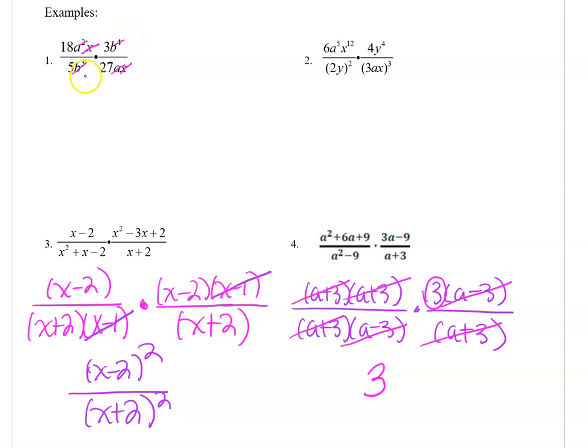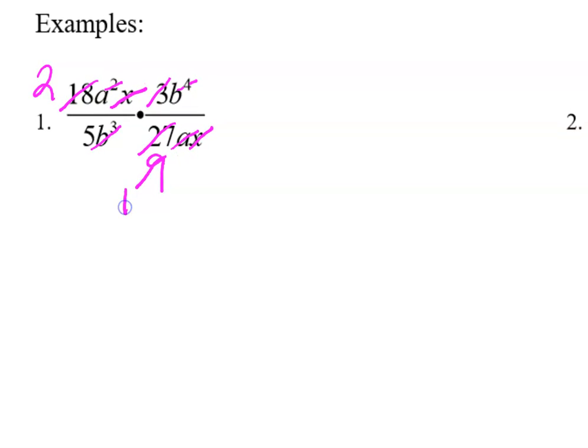I can cancel the 3 with the 27 to get a 9. I'm just doing some reducing here. And then I can cancel the 9 to 1 and with the 18 to get a 2. Let me just zoom in here so you guys see what I didn't cross off. In the numerator, I still have a 2, an a, and a b. In the denominator, I have a 5, and that's it. Everything else canceled. So my answer is 2ab all over 5.